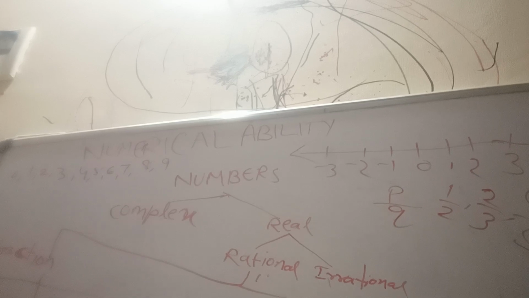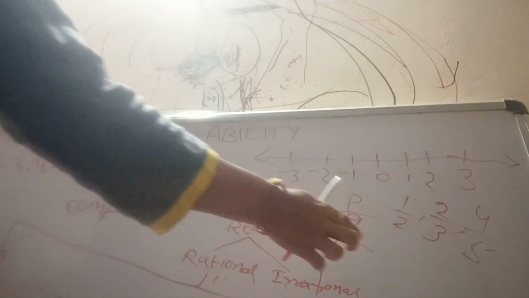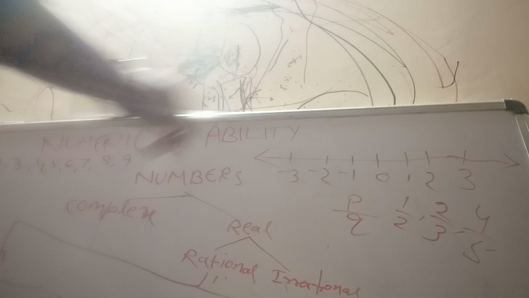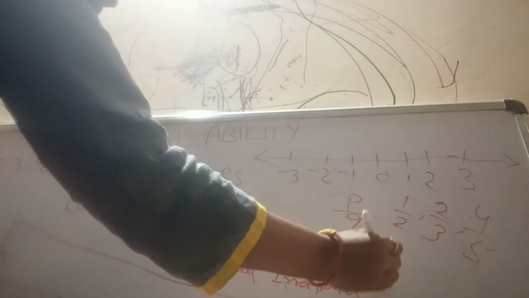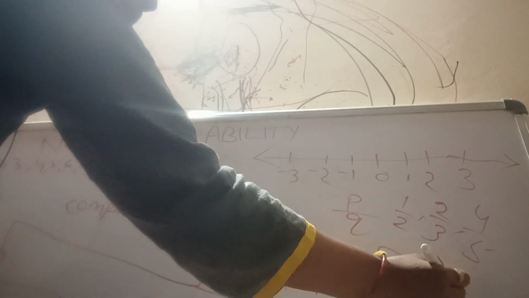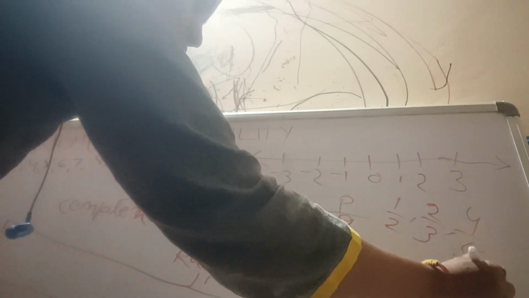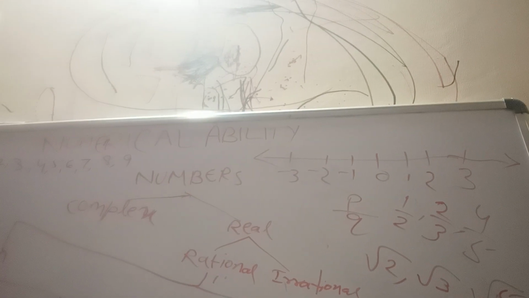And what is irrational number? The number which cannot be written in P by Q form is known as irrational number. For example, irrational numbers are root 2, root 3, root 5. Sorry, root 4 will not be an irrational number. Okay.